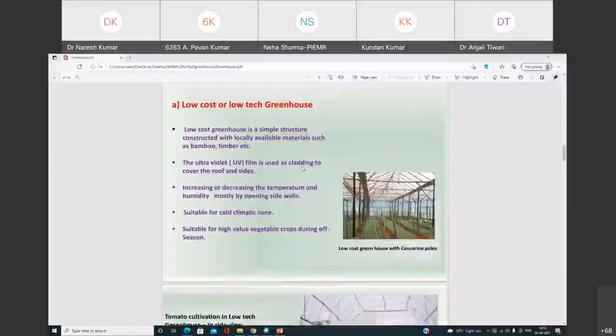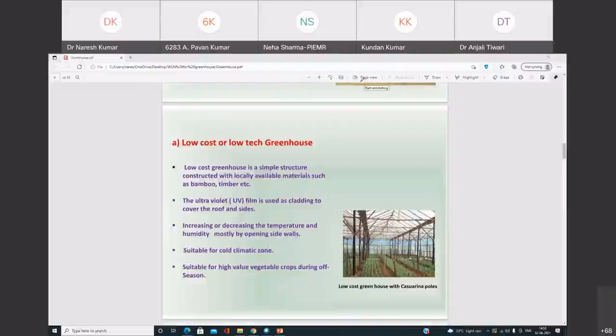And then there are low cost or low tech greenhouses. These are low cost greenhouses with a very simple structure, constructed with locally available materials such as bamboo, timber, etc. In this case, most of these are made using bamboo. On the top, ultraviolet film is used as cladding to cover the roof and the sides. Increasing or decreasing the temperature and humidity is achieved mostly by opening the side walls. If you open the side wall, then obviously the temperature will increase or decrease depending upon the situation. And it is suitable for cold climatic zones as well, and suitable for high value vegetable crops during the off season.